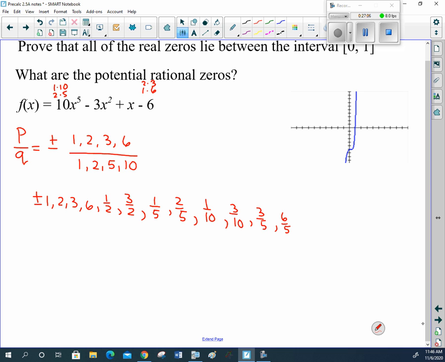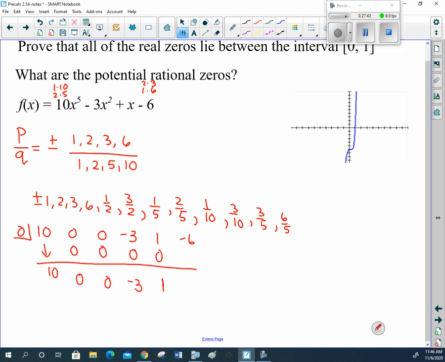So let's run 0 through the chart. 10. Okay, now we're going to have to put some 0 placeholders in, right? Because that's a fifth power. So you need the fourth power, the third power, the second power, and there's your x and your -6. Okay, let's run that through the chart. So 0 times 10 is 0. Add that down, you get 0. And 0 times 0 is 0. And 0. And -3. And what do we end up with? 0 and 1 and 0 and -6.